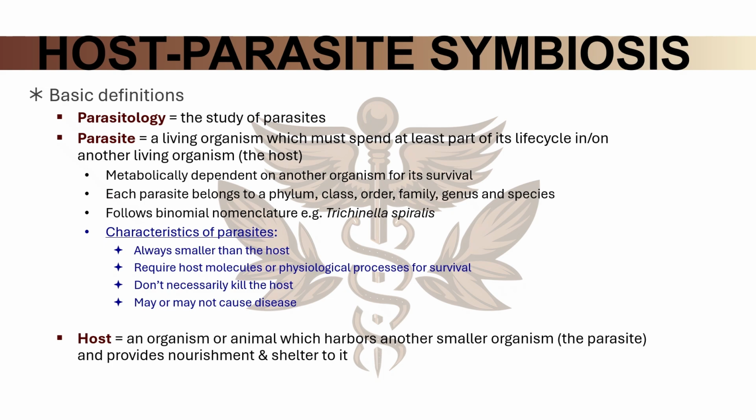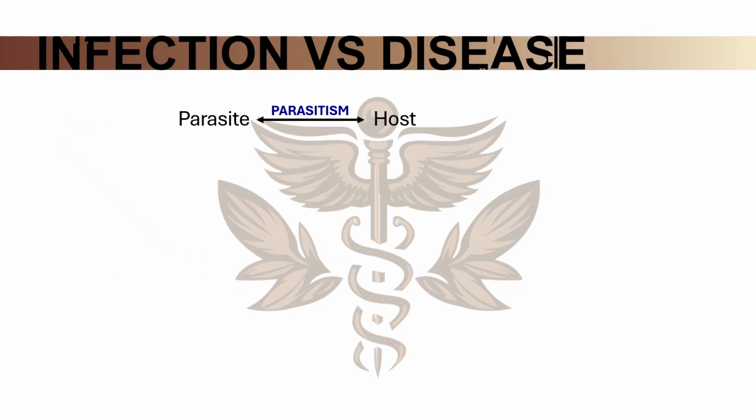The parasite needs to fulfill certain criteria for it to be considered a parasite. We can't just call anything a parasite. A parasite always needs to be smaller than the host. It needs to use the host's mechanisms for its own survival. It doesn't normally kill its host, as it would be disadvantageous for it as well. And finally, it may or may not cause disease in the host, which brings us to another important concept.